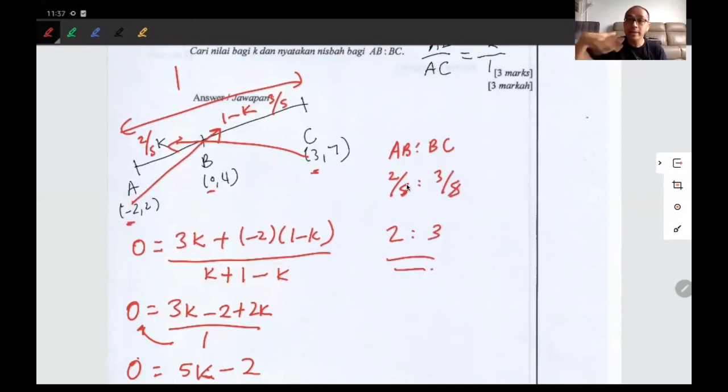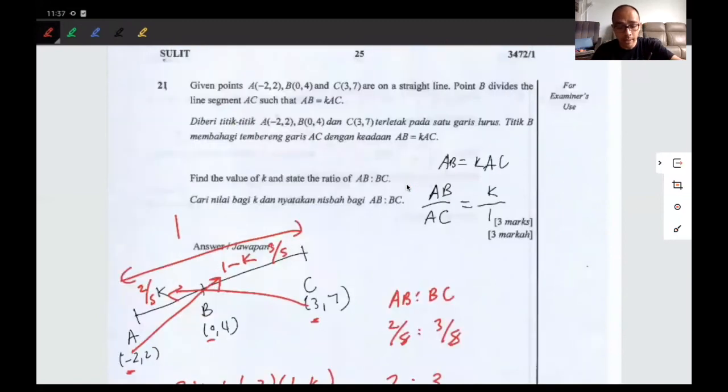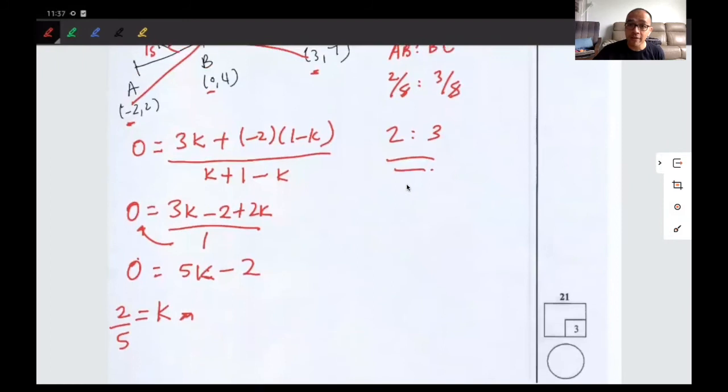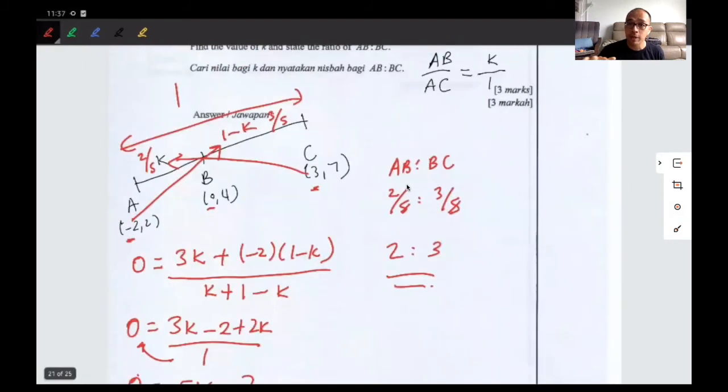And all this semua ini bermula daripada this sentence. What I did was I made the whole thing over 1 and then I'll figure the rest out later. So don't be afraid kalau semua panjang ni sebenarnya bukan satu, dia cuma ratio sahaja. So you found the value of K, which is 2 over 5, and the ratio of AB to BC, which is 2 to 3.